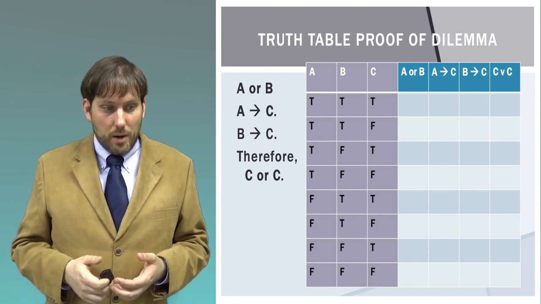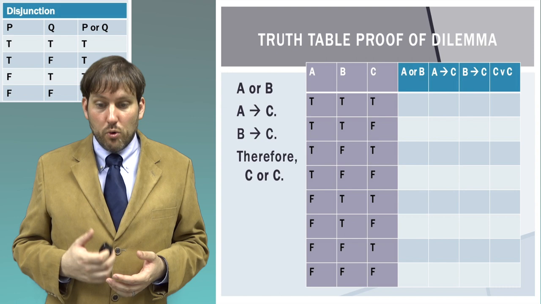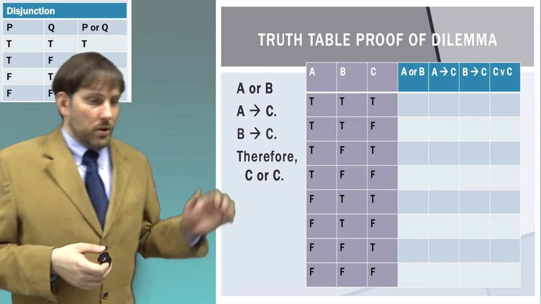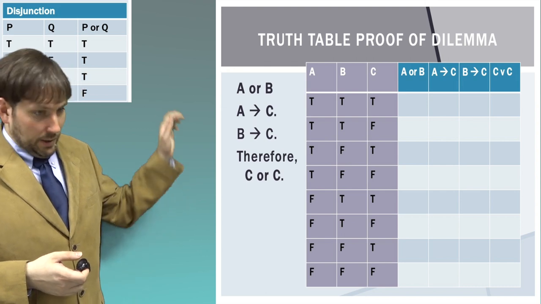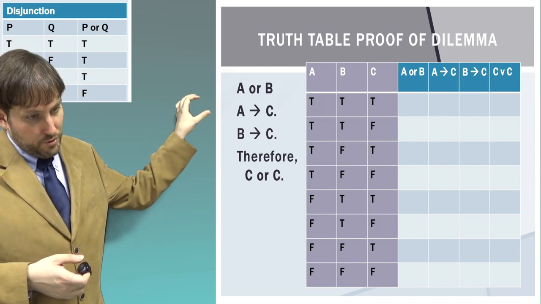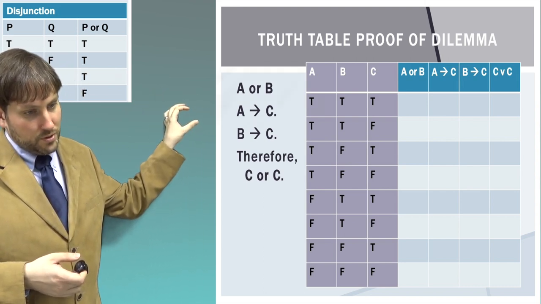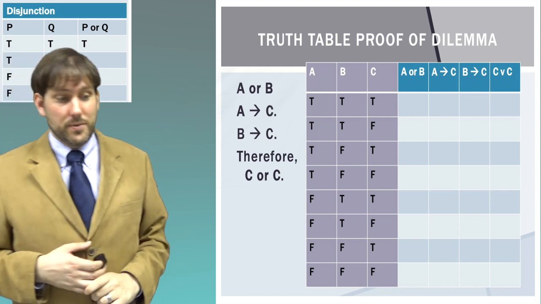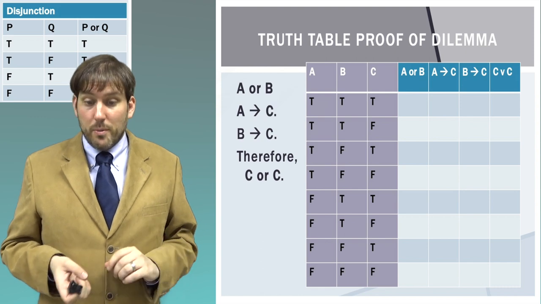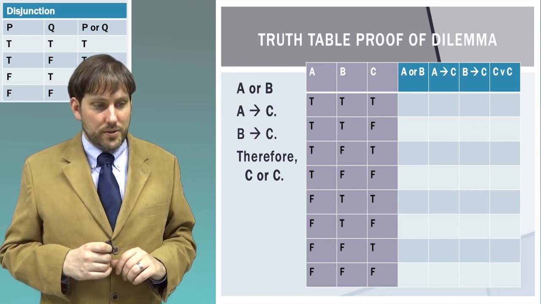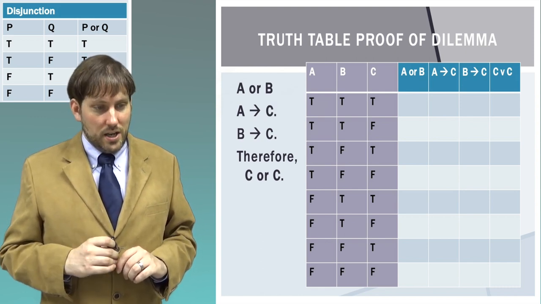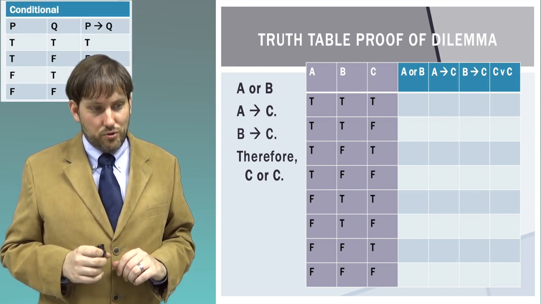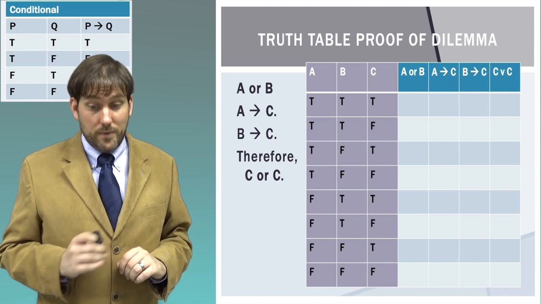Now we need to use our operator tables. So OR is true if either of the two sides is true. So we're going to get the following. So A and B are both true, true. A and B are both true, true. So that's going to be true for 1, 2, 3, 4, 5, 6 of the 8 rows. Only in the bottom two, where both A and B are false, is it going to be false. A implies C. So this is true anytime that A is true and C is true, or anytime that A is false.